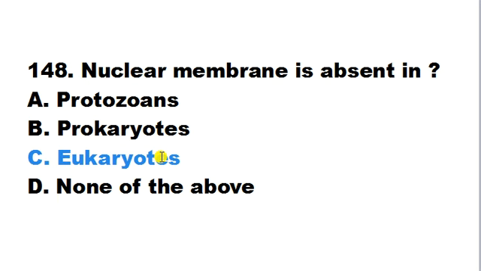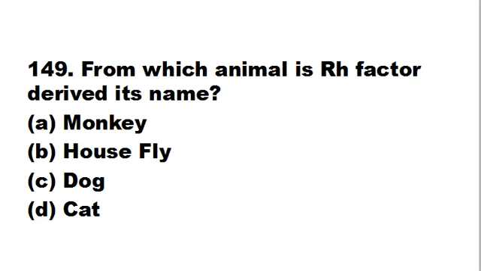From which animal is Rh factor derived its name? Monkey, housefly, dog, cat. First of all, we have to understand the Rh factor or Rh antigen. It is also known as rhesus antigen. It is present on the blood cell, on the outer membrane of the blood cell.